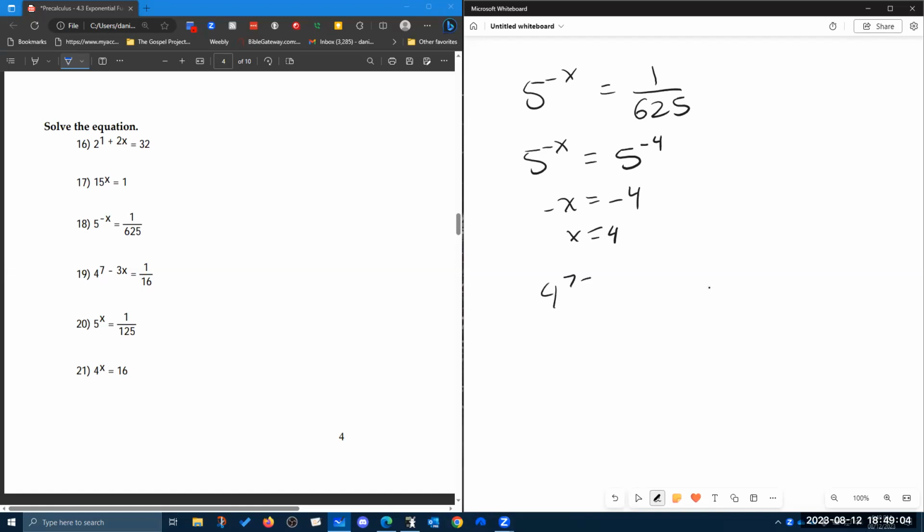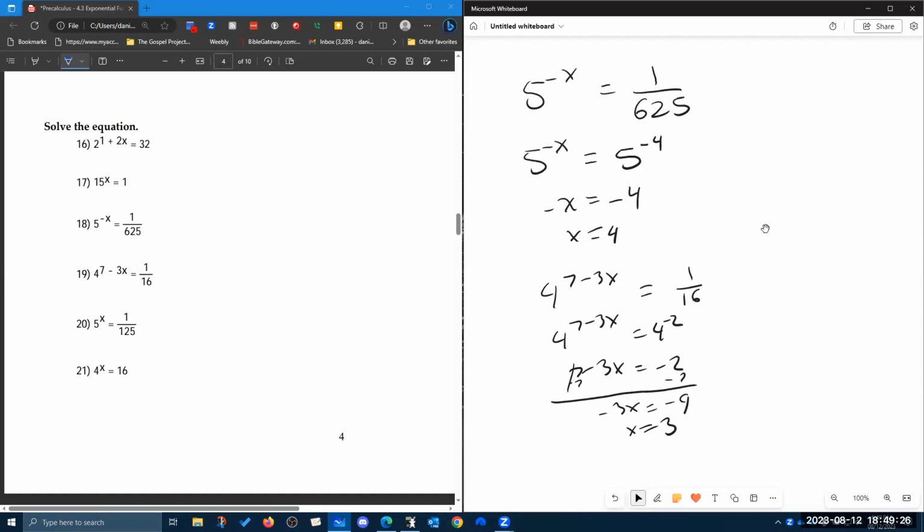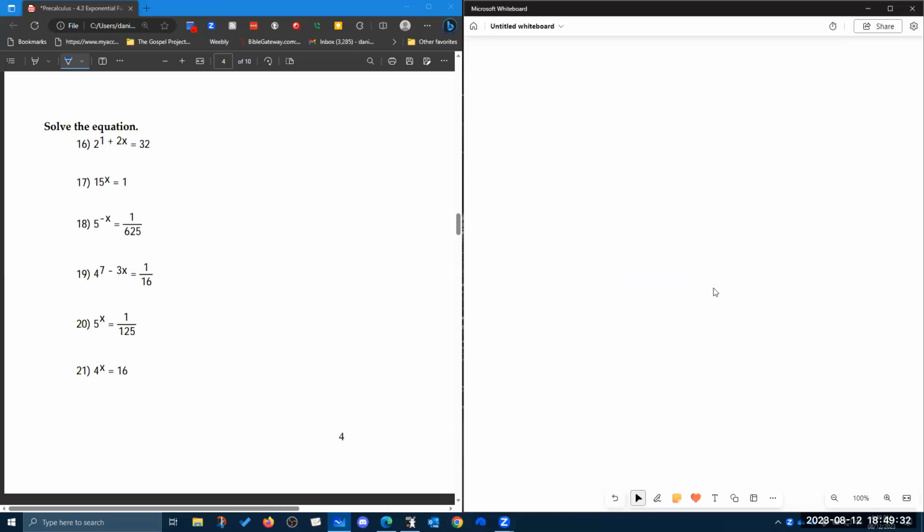4 to the 7 minus 3x is equal to 1 over 16. 4 to the 7 minus 3x is equal to 4 to the negative 2nd. 7 minus 3x is equal to negative 2. Subtract 7 from both sides. Negative 3x is equal to negative 9, and x is equal to a positive 3. Next, 5 to the x is equal to 1 over 125. 5 to the x is equal to 5 to the negative 3rd. So x is equal to negative 3.